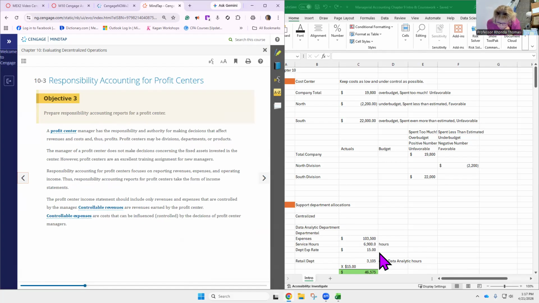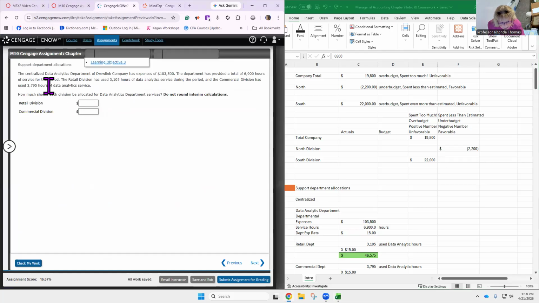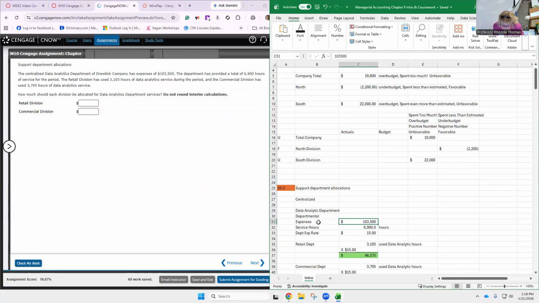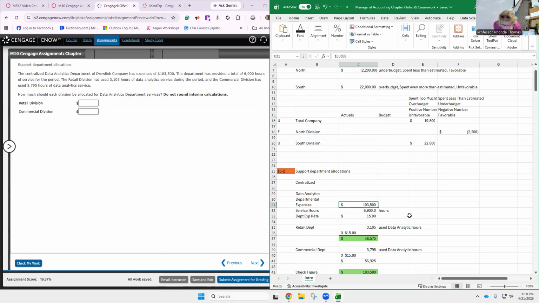All right, this next one, we're going to have a support department that needs to be allocated. It says the centralized data analytics department of Drew Link Company has expenses of $103,500. So I put that down: data and analytics department, departmental expenses. Okay, so data analytics is a support department, and its costs need to be allocated out to however many departments they work with. All right, so here is expenses, $103,500.